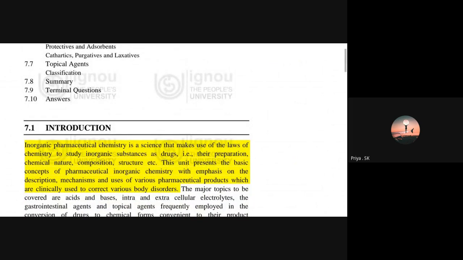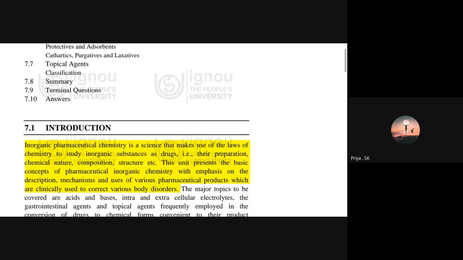Inorganic pharmaceutical chemistry is a science that makes use of the laws of chemistry to study inorganic substances as drugs, that is their preparation, chemical nature, composition, structure, etc. This unit presents the basic concepts of pharmaceutical inorganic chemistry with emphasis on description, mechanisms, and uses of various pharmaceutical products which are clinically used to correct various bodily disorders.